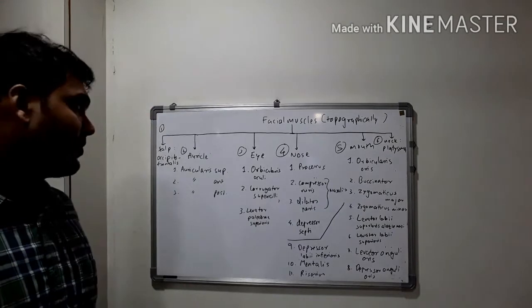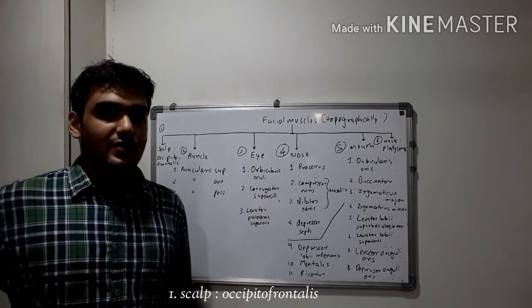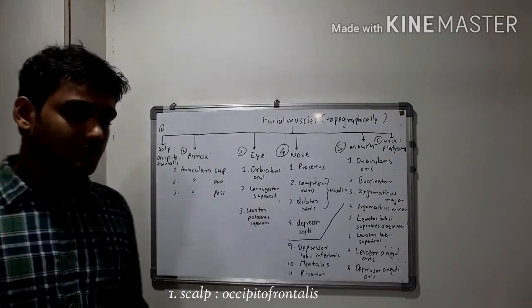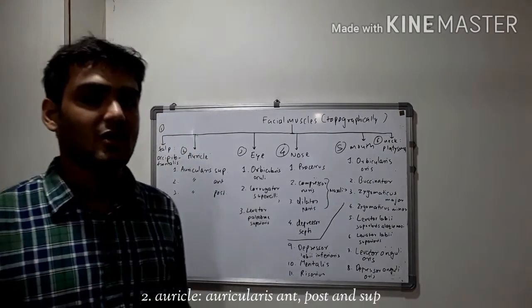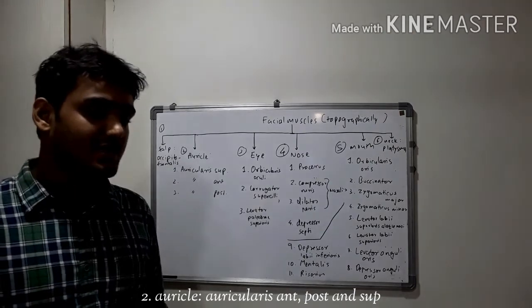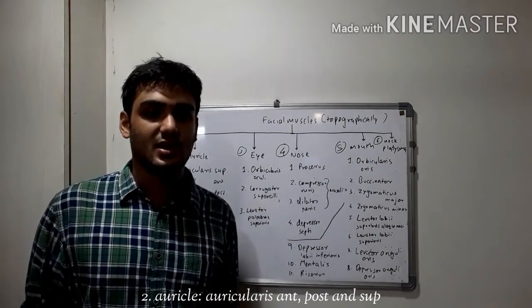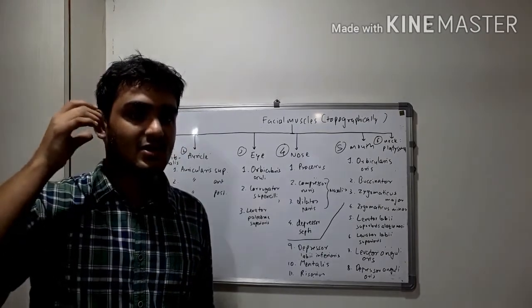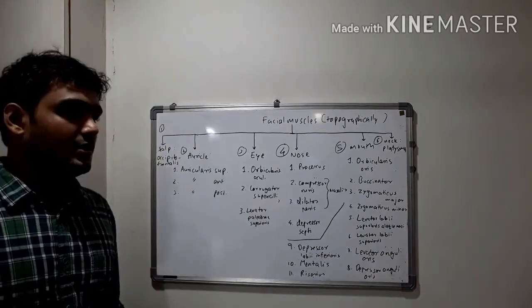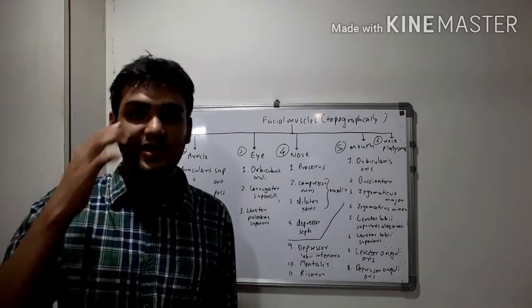Firstly talking about the muscle of scalp, we have the occipitofrontalis in it. Then we have 3 muscles pertaining to the auricle: the auricularis superior, auricularis anterior, and auricularis posterior. These 3 are vestigial muscles and originate from the aponeurosis of scalp, which extends on the superficial temporal region.